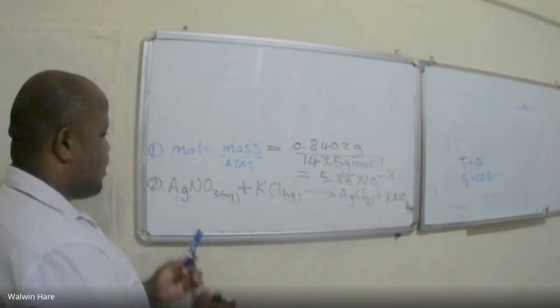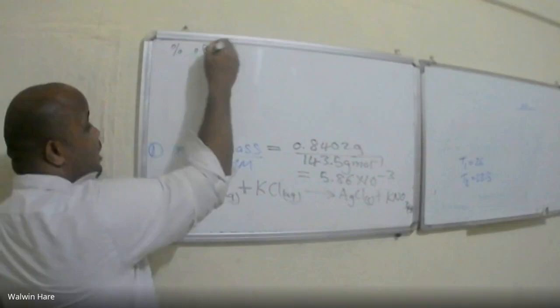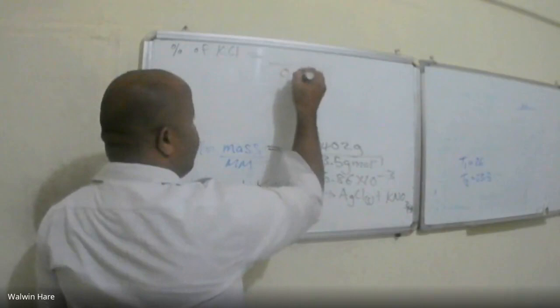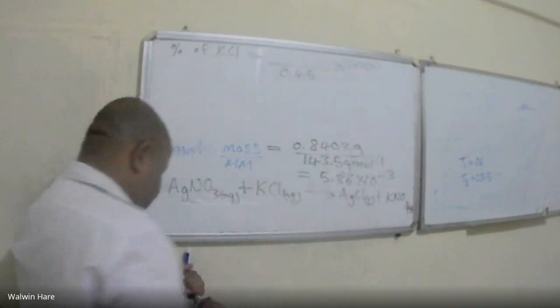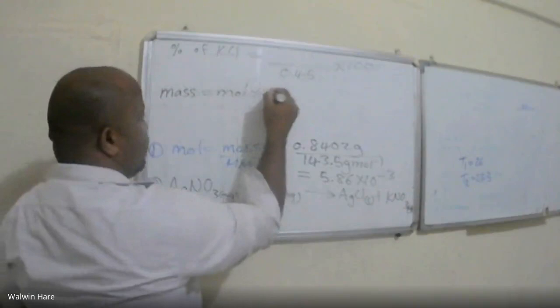All right. So here, the question is asking us to find the percentage of KCl in the sample. So we need to get the actual mass of KCl and divide it by the 0.45 gram and times it by 100. And we said that the formula for mass is mole times molar mass. So look at the equation. Is it balanced?